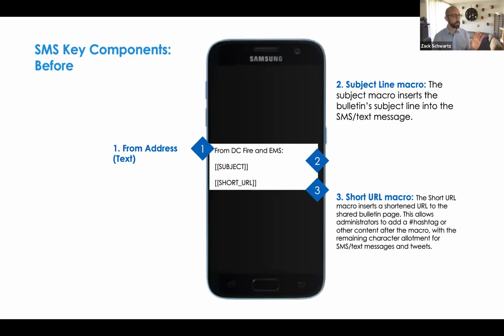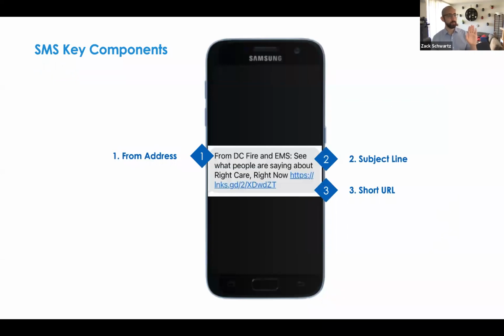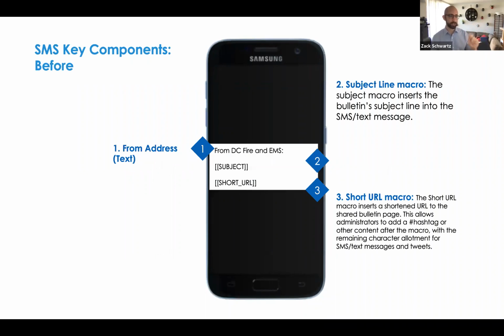The way that we build something like this is with macros, which I think we covered in a previous training, either the first or second. Macros allow you to dynamically insert information without having to type it over again. It just pulls the information from the govDelivery system into the text as it goes out. So the way you would build this text message in govDelivery is you would include your from address. You would type that out as text, and then include the subject macro, which would insert the subject line of your email, and a short URL macro, which would insert the URL for a landing page that has the body of an email on it.